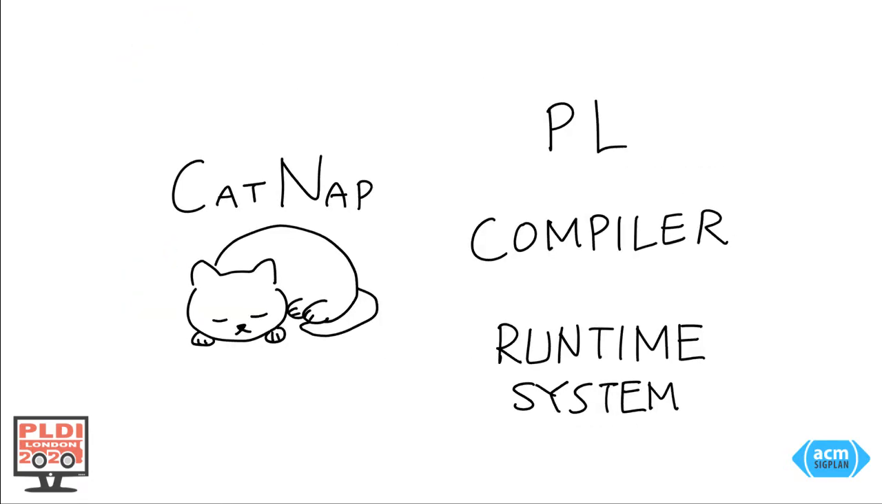We present CatNap, a programming model and a runtime system that schedules both code execution and recharging, thus safely executing periodic and reactive applications correctly on an energy harvesting device.